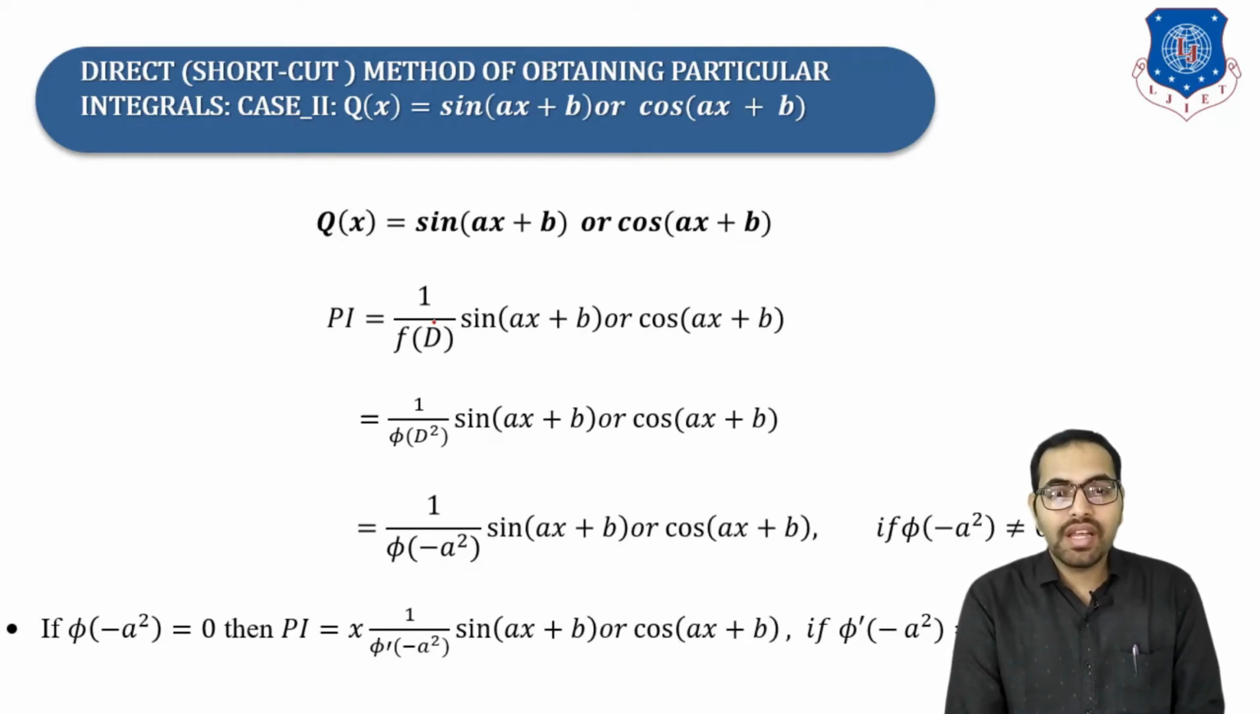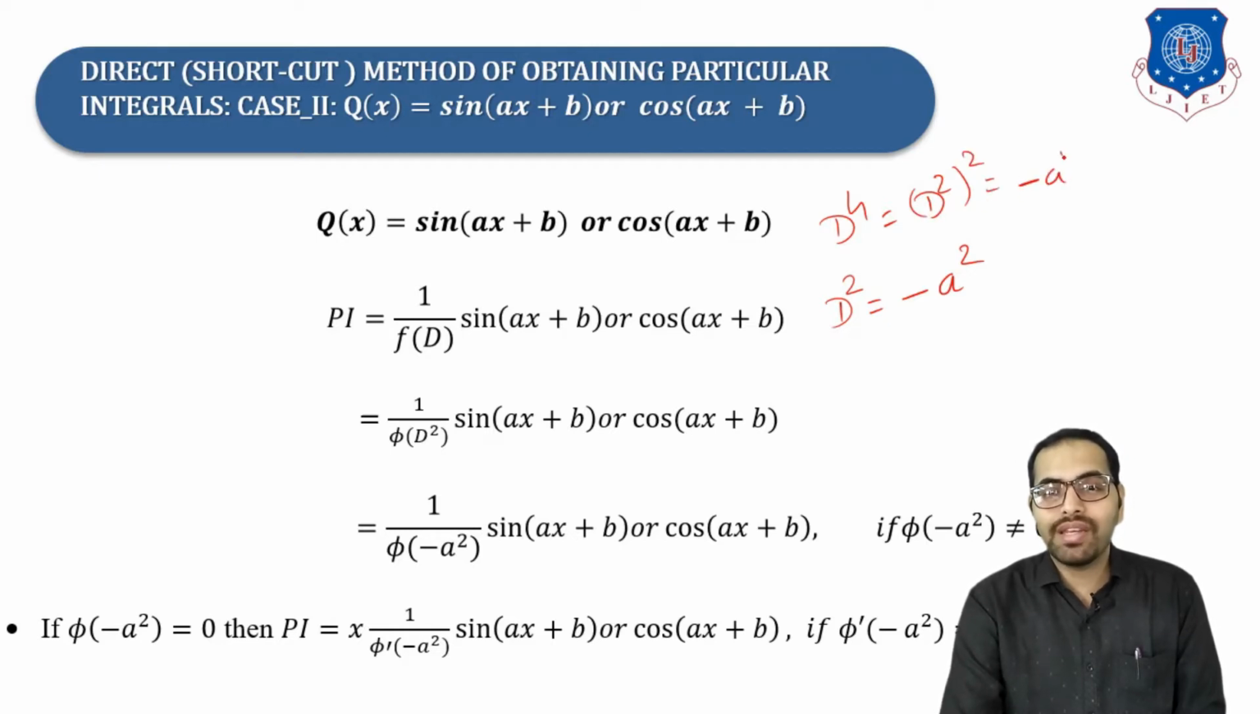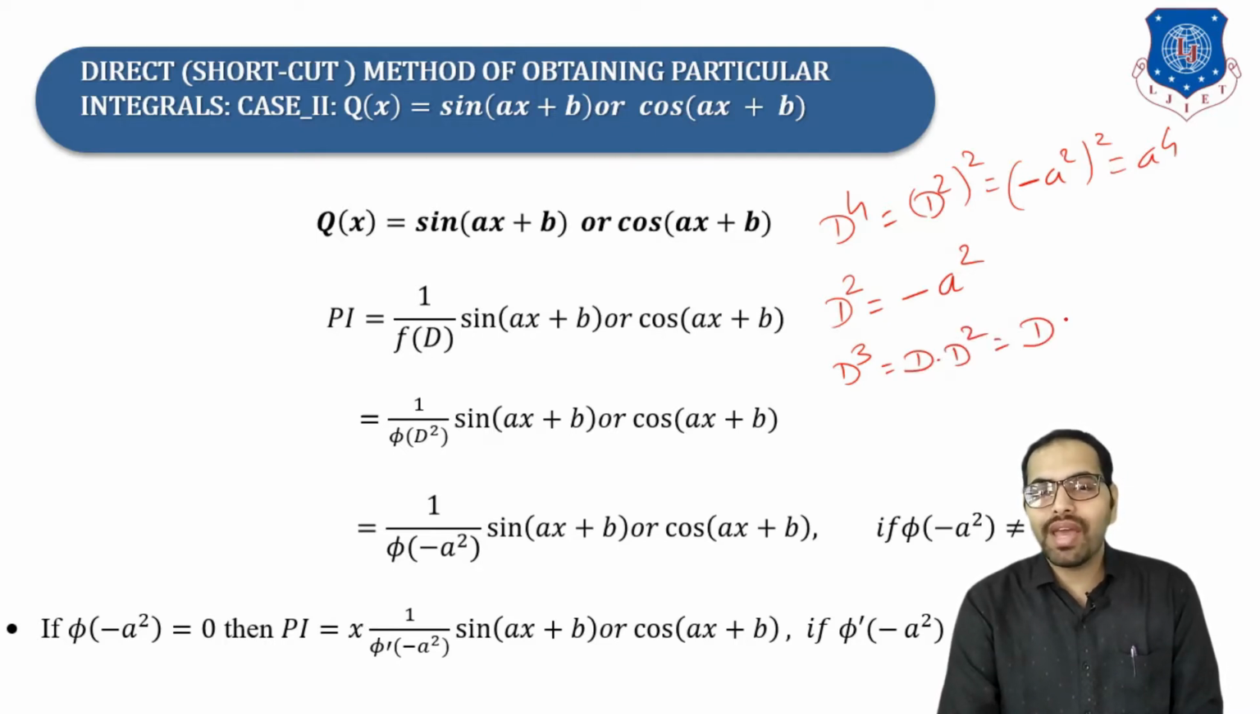In that case, whatever term in f of D is in terms of D square is indicated by phi of D square, and D square is replaced by minus a square. Suppose we have the term D raised to 4, then convert it in terms of D square: D square whole square, then D square is replaced by minus a square, whole square, so it becomes a raised to 4. Suppose we have the term D cube, then write it as D into D square, keep D as it is, and D square is replaced by minus a square, so it becomes minus a square into D.